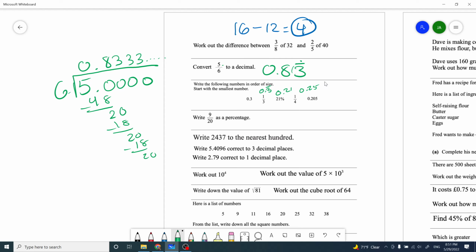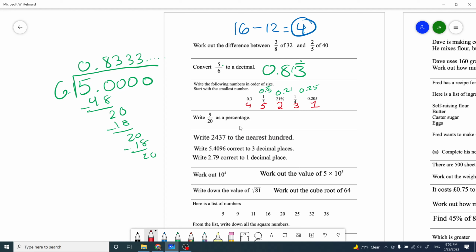So we can see that this is going to be our smallest, right? If we look at the tenths, we'll see we've got a 2, a 2, a 2. So these will be our 3 smallest. Then we have a 0 afterwards, so that's going to be our smallest. This will be our second smallest. This will be our third smallest. Finally, this will be our fourth, and this will be our largest.